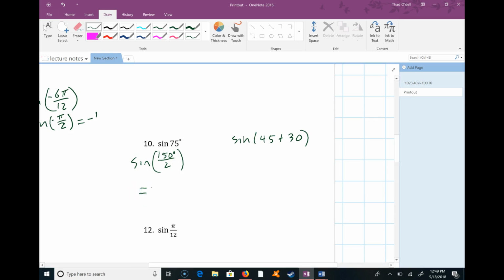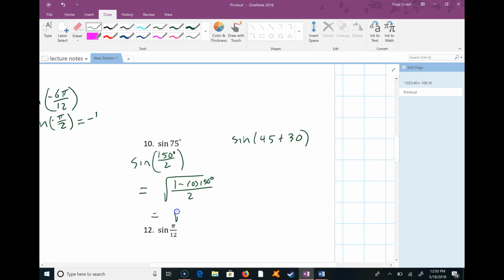So if we do this one, that means this is going to be equal to, if I grab the half angle formula, now my theta in this case is 150, right? So I'm going to do plus or minus the square root of 1 minus cosine of 150 over 2. Well, is it plus or minus? Well, sine of 75 we know has got to be positive, right? Because that's in the first quadrant, and sine of anything in the first quadrant is positive. So I can forget about the plus or minus signs, and I just do this.